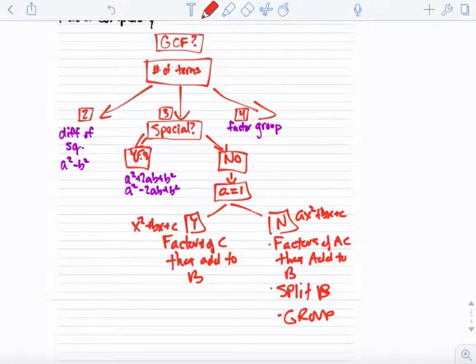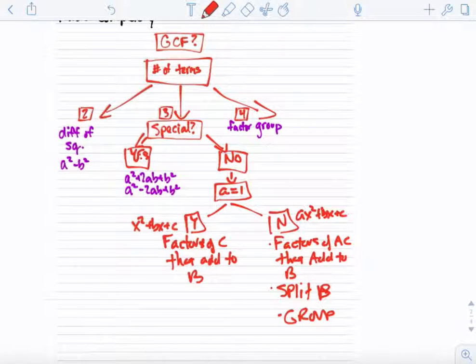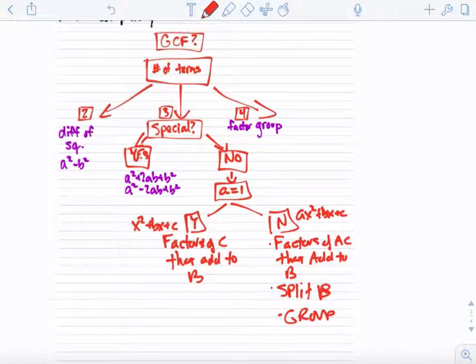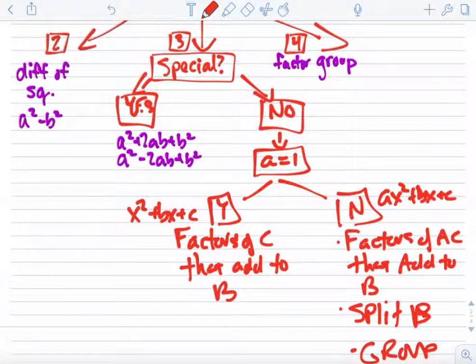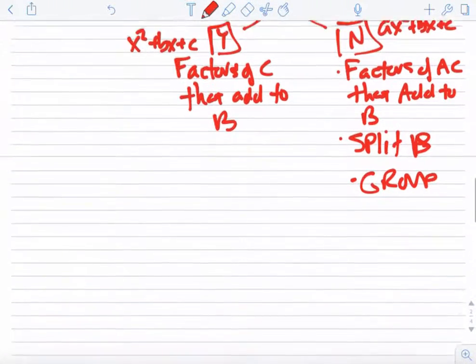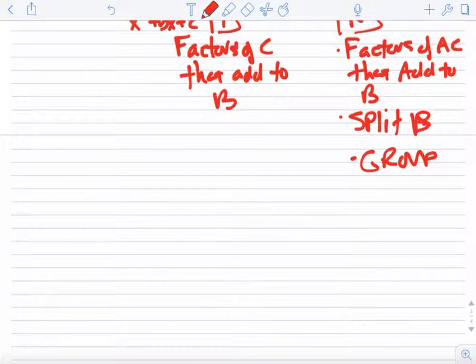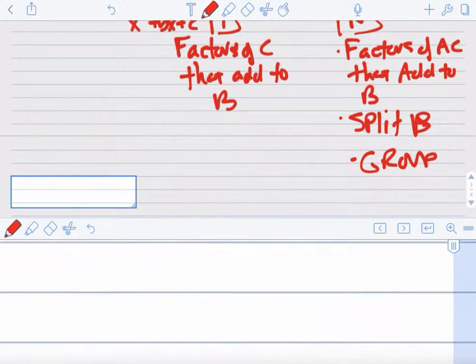You check for GCF, then check your number of terms, 2, 3, or 4. Difference of squares, or factor by grouping for 2 or 4 terms. If it's 3, check to see if it's a special product. If it's not, decide if you're going to do factors of c that add to b, or factors of ac that add to b, then split b and factor by grouping. So let's just do some examples.